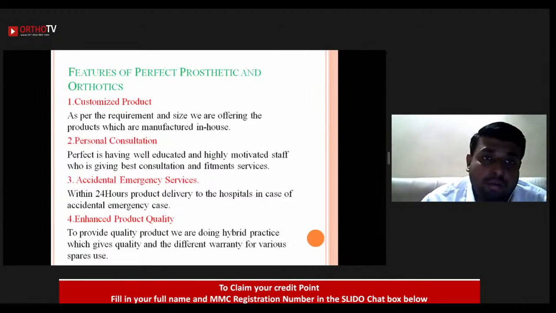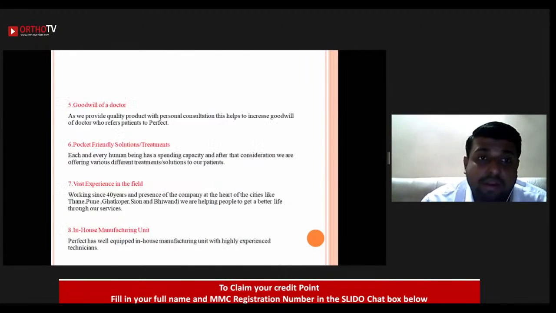So generally, customized products, personal consultation, sometimes accidental emergencies like cervical fractures, and enhanced product quality. If doctors refer patients to us, we see to it that goodwill follows for every patient after achieving a success rate. Pocket-friendly solutions: each and every patient cannot afford technology, so we have to work with orthodox techniques which suit his pocket, and we can treat them. Vast experience in the field, since we are the second generation serving in this industry. And an in-house manufacturing unit: initially it was in Mumbai, Thane based, and right now we are also serving in Pune.